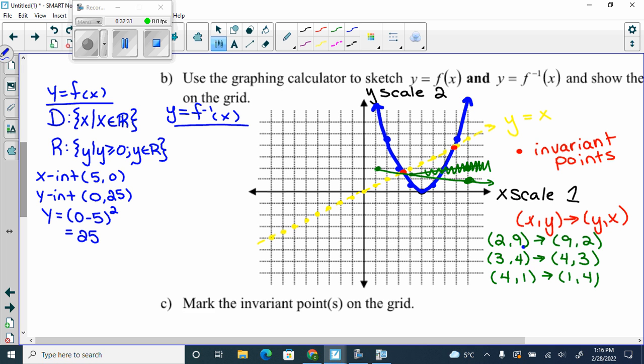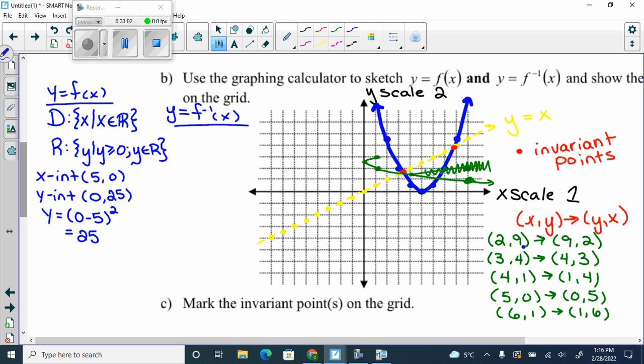I'm going to pray to the Y scale 2 gods to help me out here. The squiggly green one doesn't exist. Okay. Then we have 5, 0. It's going to be 0, 5. Then we're going to go that way. Now we have 6, 1. It's going to be 1, 6.